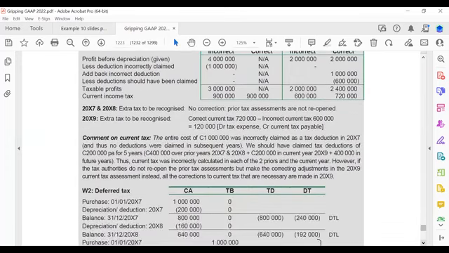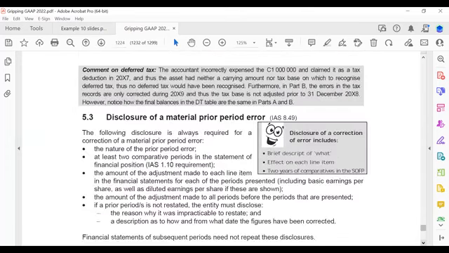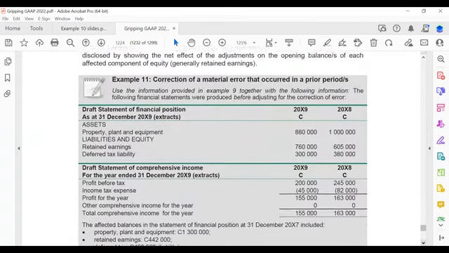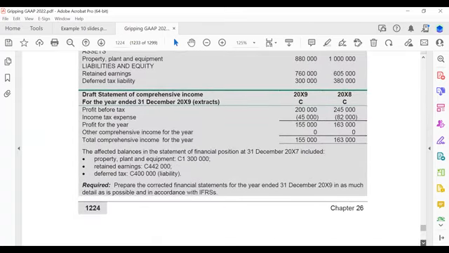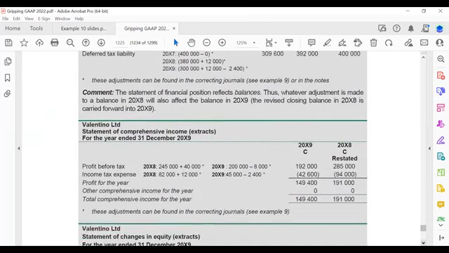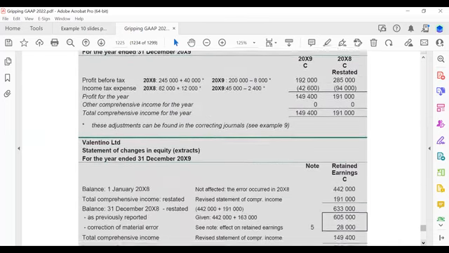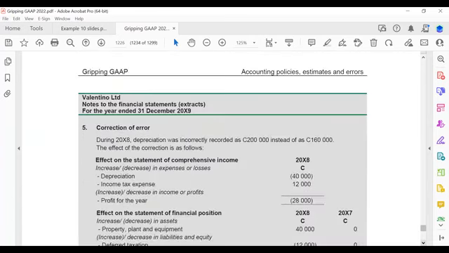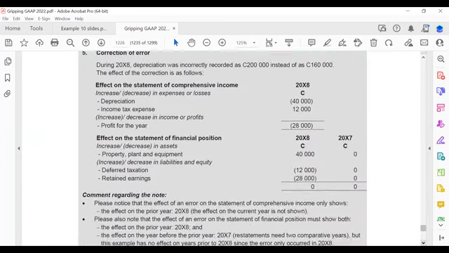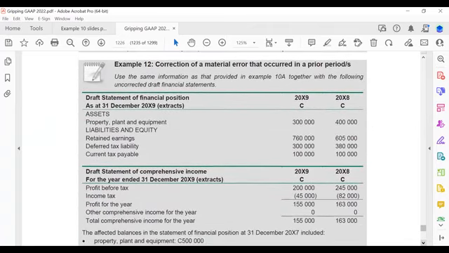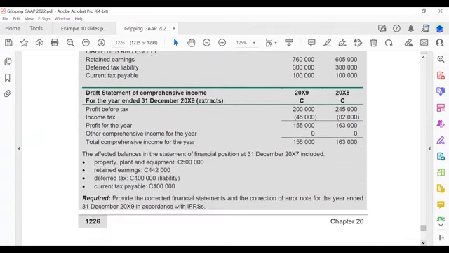For example 12. Remember I said to you example 12 is exactly the same as example 10A. So you've been given your draft statement of financial position, statement of comprehensive income, and you're asked to prepare the notes and the statement of changes in equity, as well as your statement of financial position. So this is all the information that's given to you.